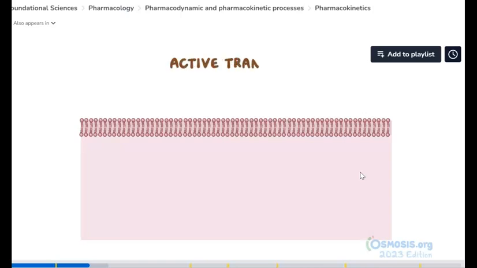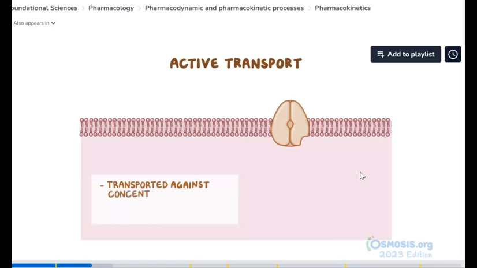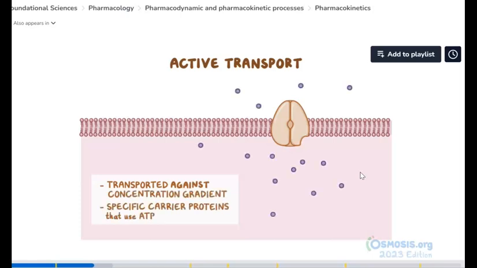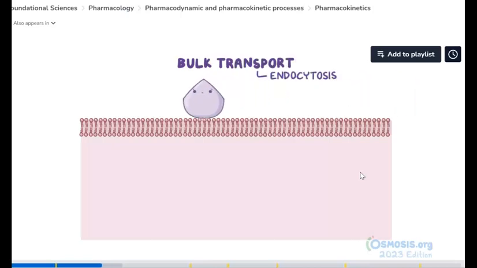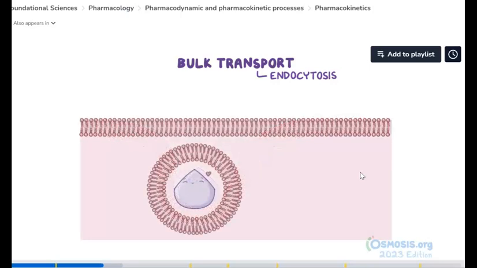But sometimes active transport is needed, meaning that the medication is transported against their concentration gradient. This involves specific carrier proteins that use ATP as a fuel to pump medications into the cell. Now, sometimes medication molecules are so large that the cell resorts to bulk transport, also known as endocytosis, where the cell membrane invaginates and swallows up the medication, forming vesicles.